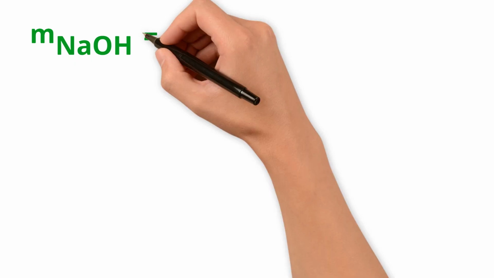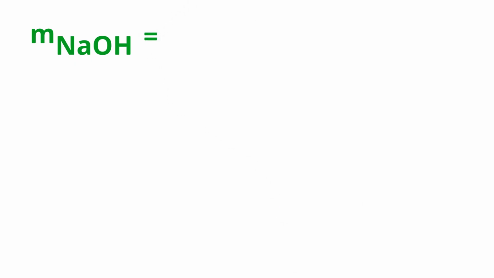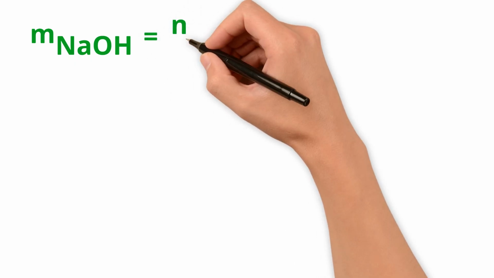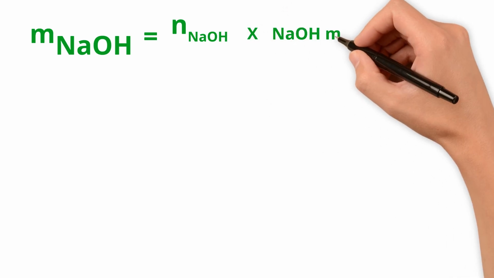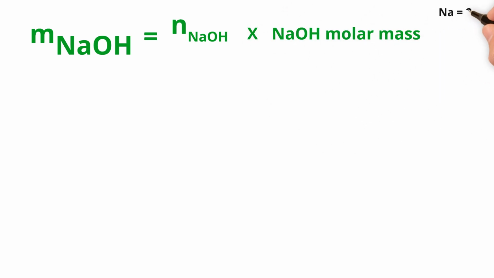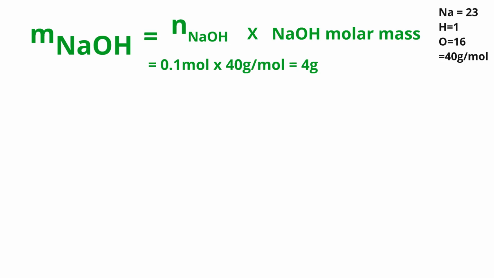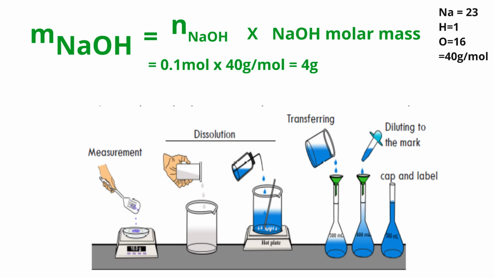Now let us calculate mass of sodium hydroxide. Mass of sodium hydroxide is equal to mole of sodium hydroxide times sodium hydroxide molar mass. Atomic mass of sodium is 23, atomic mass of hydrogen is 1, atomic mass of oxygen is 16, 23 plus 1 plus 16, which is equal to 40 gram per mole. Now, mass of sodium hydroxide is equal to 0.1 mole times 40 gram per mole, which is 4 gram.